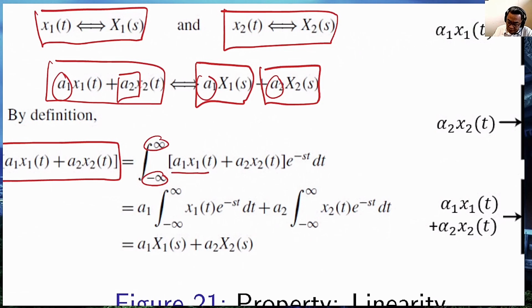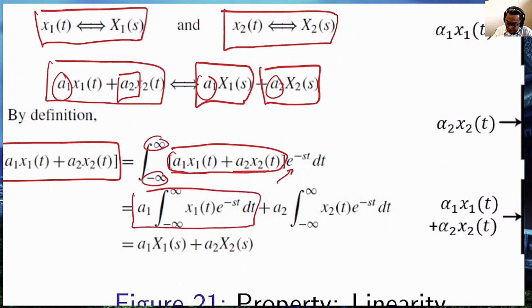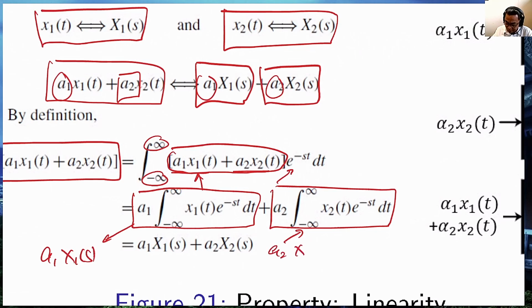So a1 x1(t) plus a2 x2(t), this is the original signal, and we are multiplying by e^(-st). We open up the bracket and distribute, and then this is what we find for the first expression, and this is what we find for the second expression. We note that this expression is simply a1 X1(s), and this expression is simply a2 X2(s). That's it, we prove it.